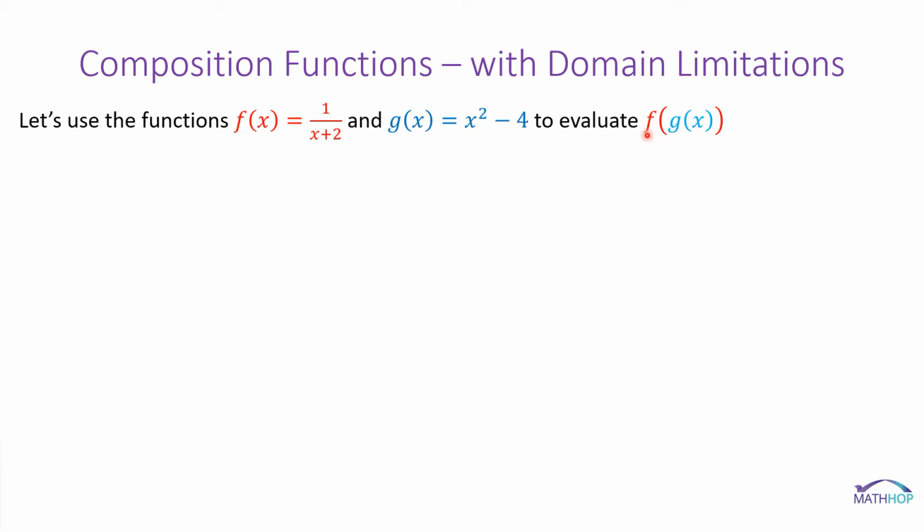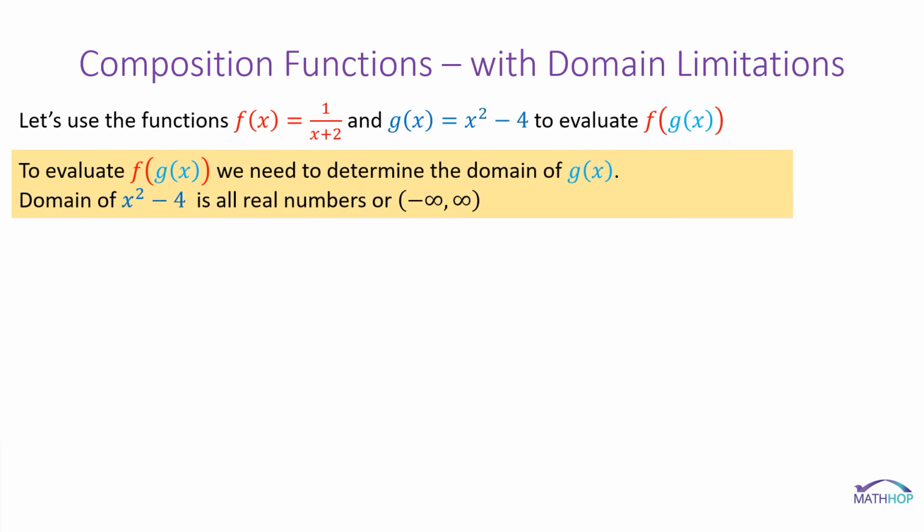And we are going to evaluate f of g of x, where g of x is our input function. To evaluate f of g of x, we need to determine the domain of the input. We need to know what am I putting into this function and what limitations does it have. All right, well, the domain of x squared minus 4, we already said, is all real numbers. So we're good there. We don't have a domain limitation on our input. We will, however, on the composition.